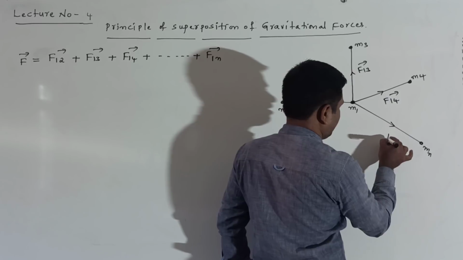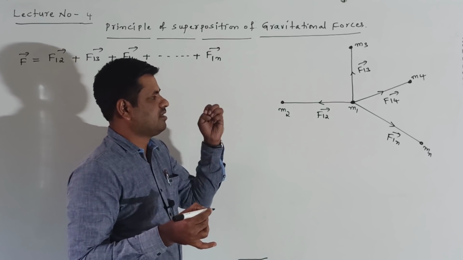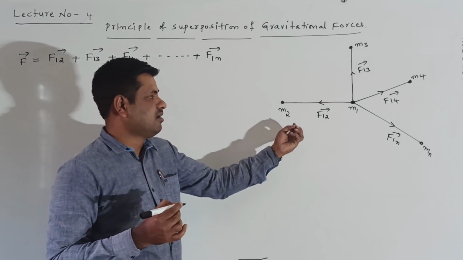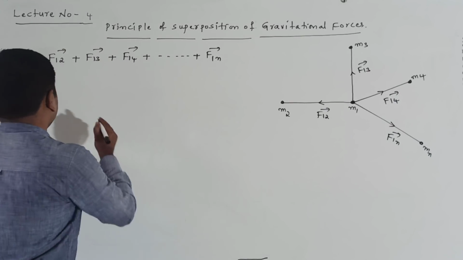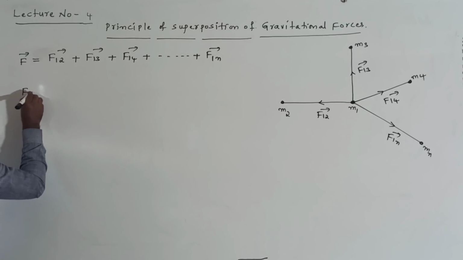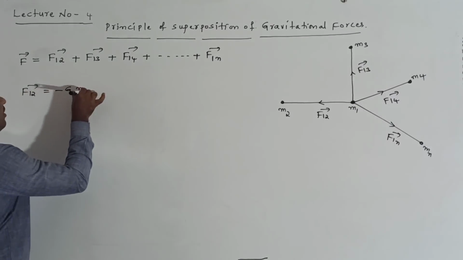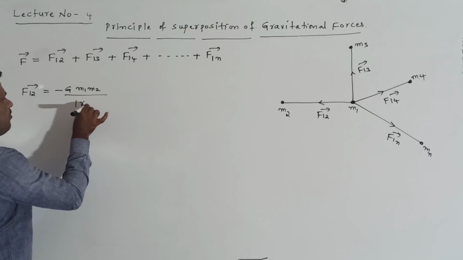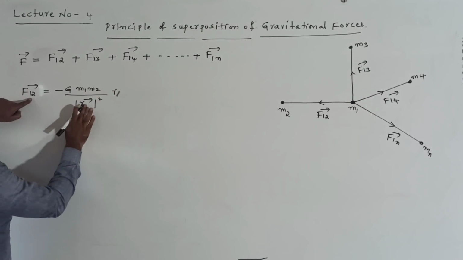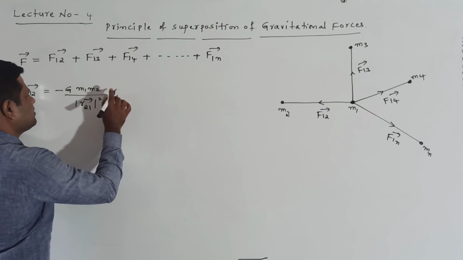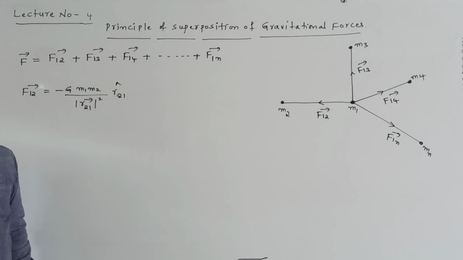Similarly, this is also F1n bar, because Mn mass is attracting the M1 mass towards itself. That's the reason I am writing F1n bar. So we already know the F12 bar formula, which we discussed in the last class. It is minus G into m1 m2 by mod of r12 bar whole square into, here F21 is coming, so here it is r21 cap. Listen clearly, here 12 is there, here 21.